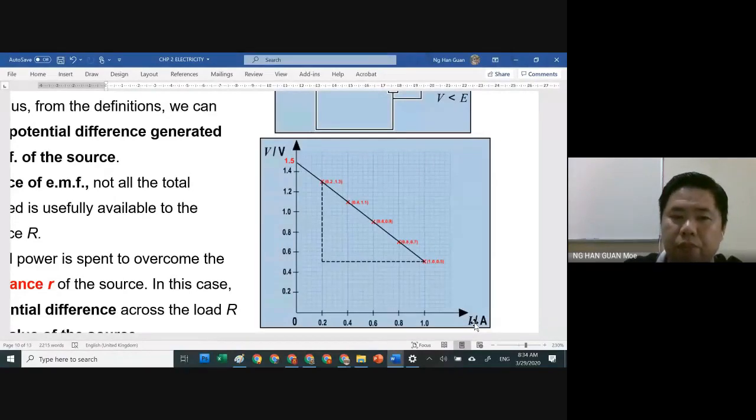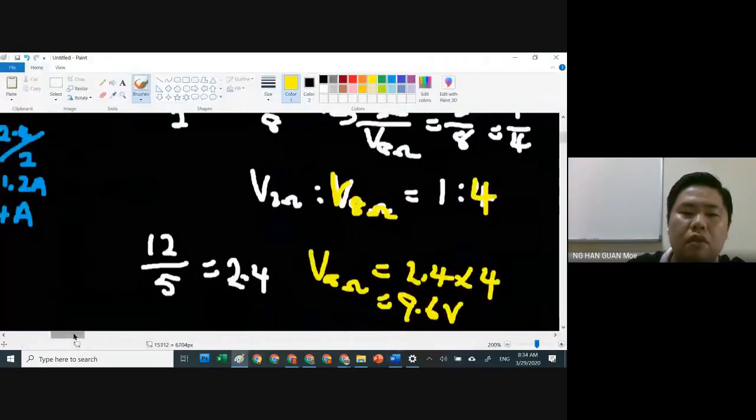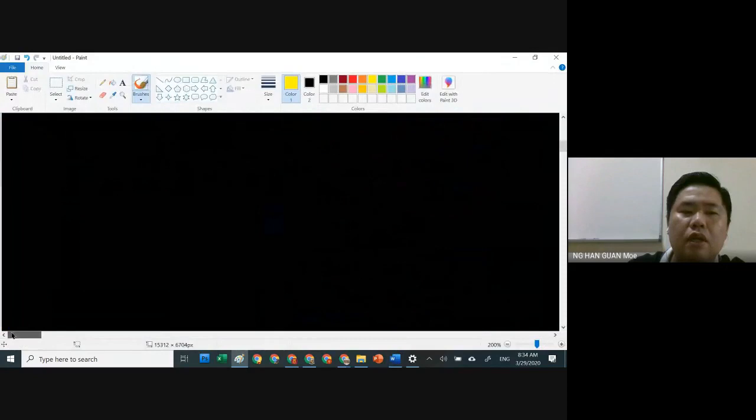linearly. So we want to know why it becomes like this. Why does the graph of V against I give a different result? Now look at here.